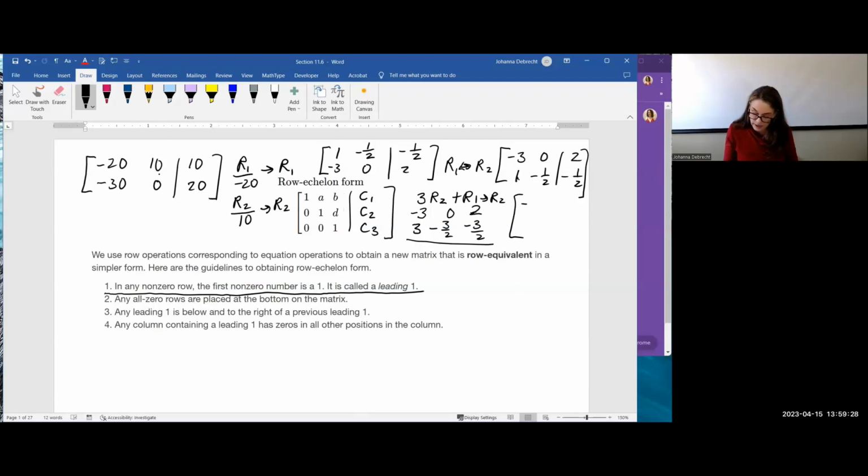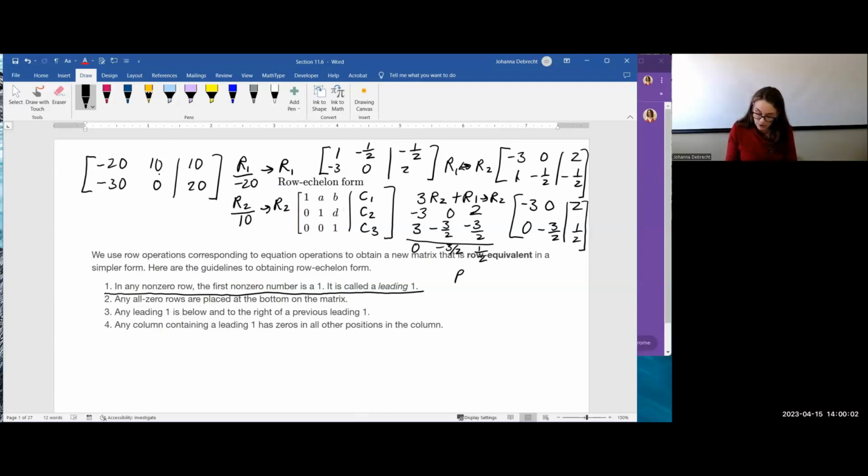So row 1 is not going to change, but row 2 is going to become 0, negative 3/2, and 2 becomes 4/2 minus 3/2 is 1/2. So I get 0, negative 3/2, 1/2. And this is my new matrix. Now I want to fix row 1 so that in row 1, I have a 1 in the first position because now I've got a 0 underneath it.